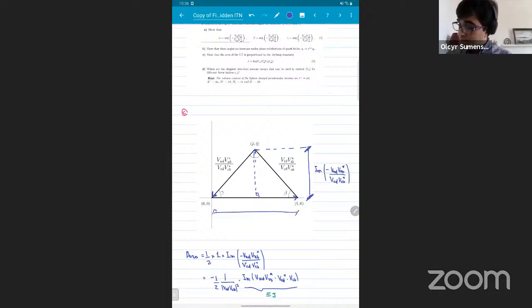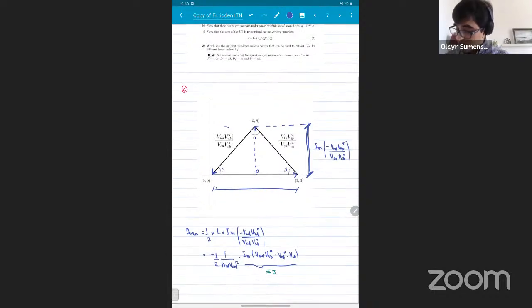I'm sorry. And this side here is given by the imaginary part of minus this vector that we mentioned before. And also, so the one that goes from 0 to this point. So the area is just 1/2, one imaginary part of this quantity.